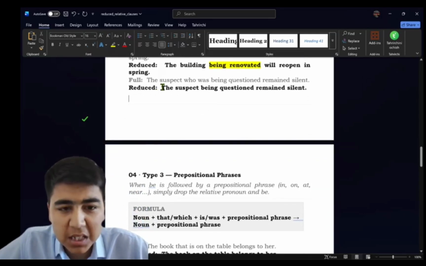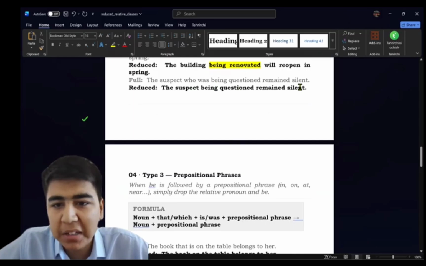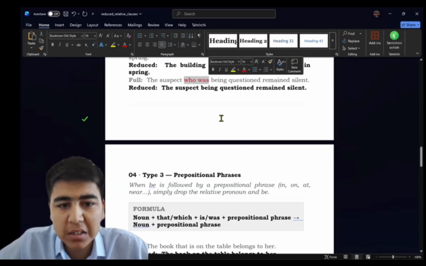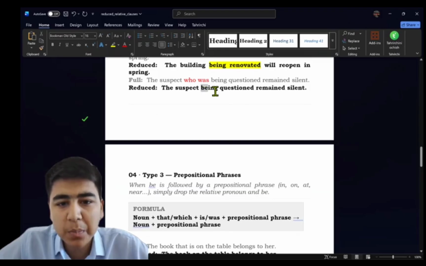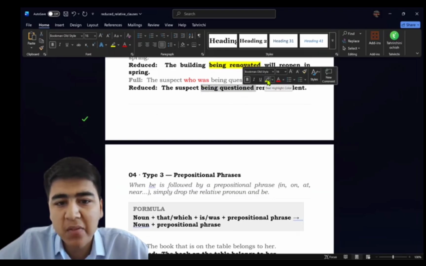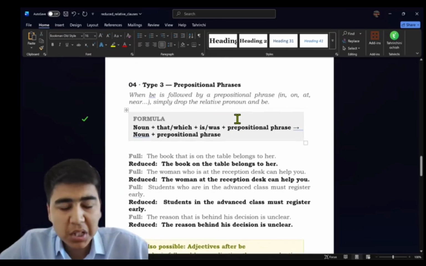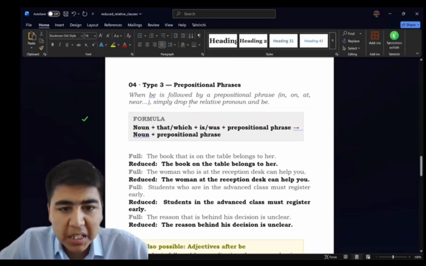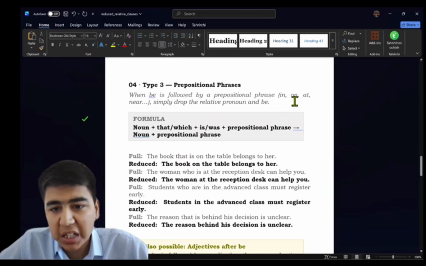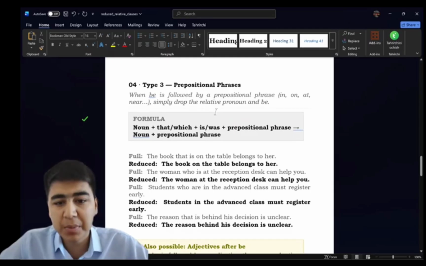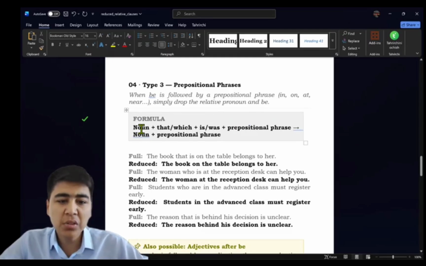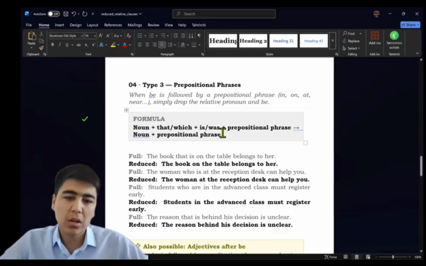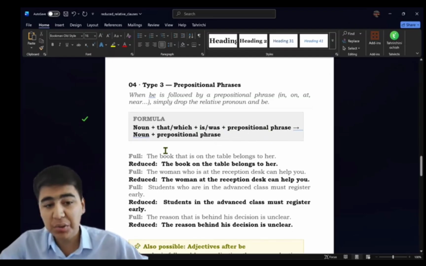So this suspect who was being questioned remained silent. Who was part will be deleted, and the suspect being questioned part will stay as the main verb. So next part, type 3, prepositional phrase. And here when be is followed by a prepositional phrase, in, on, at, near, simply drop the relative pronouns and to be. For example, noun that, which, is, was, a prepositional phrase changed to noun prepositional phrase.